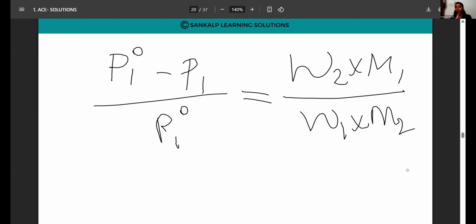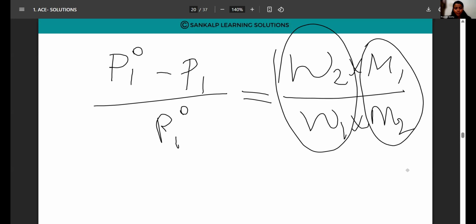And in your numericals, they'll be specifying P naught, P1, P1 naught, everything, as you have already studied. So in a question, you have to identify what the P1 naught value, P1 value, and W2, M1, W1, M2 values are. Generally, you can see W1, W2 are weights, or simply mass. Whereas M1, M2 are molar masses of solvent and solute respectively.